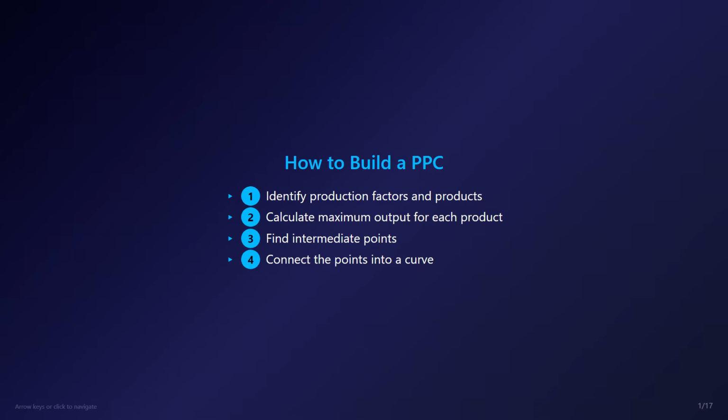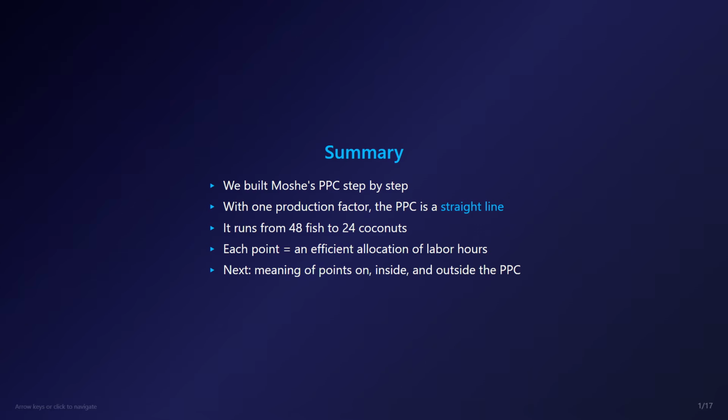Summary. We built Moshe's production possibility curve step by step. We saw that when there is one production factor, the production possibility curve is a straight line descending from 48 fish, when all hours are dedicated to fish, to 24 coconuts, when all hours are dedicated to coconuts. Every point on this line represents an efficient division of working hours. In the next section, we will understand the meaning of points that lie on the production possibility curve, points that lie inside it, and points that lie outside it.